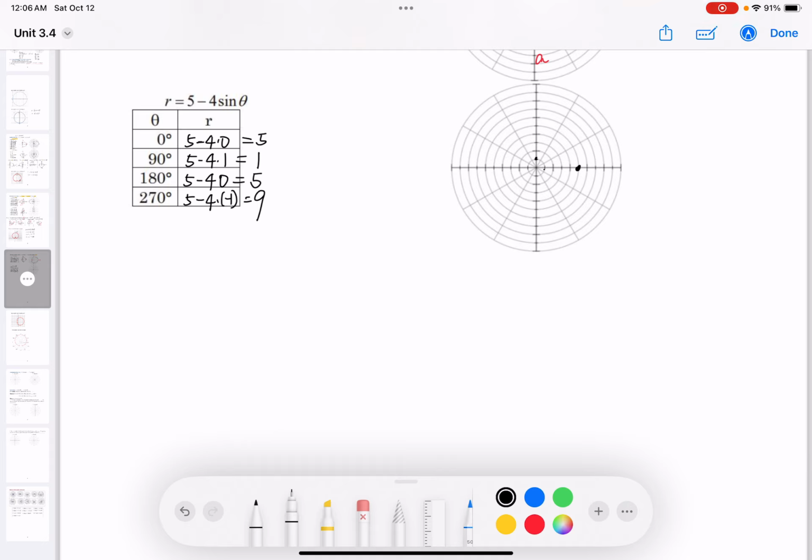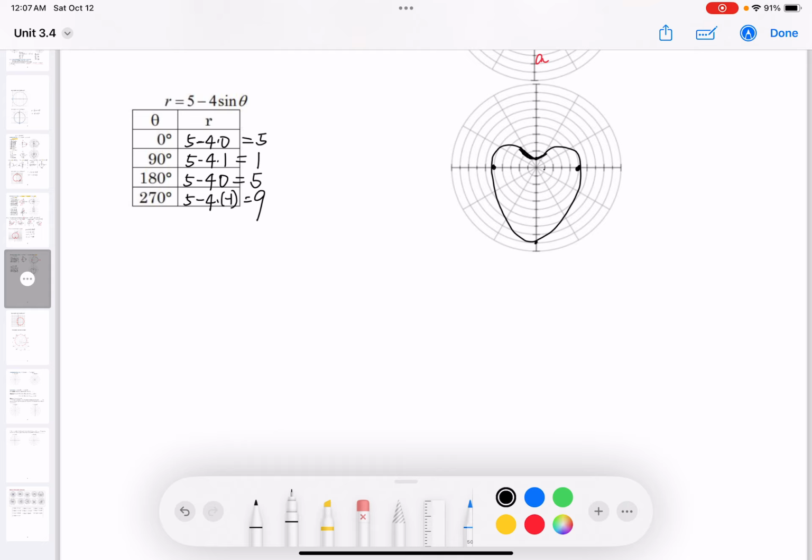Third, I need to find theta is 180 degrees and r is 5, which is the point here. The last point is 270 degrees and r is 9, which is a point here. We know this is a dimpled limaçon, or a limaçon without a loop. So this is similar to the heart shape, but we have a dimple here.